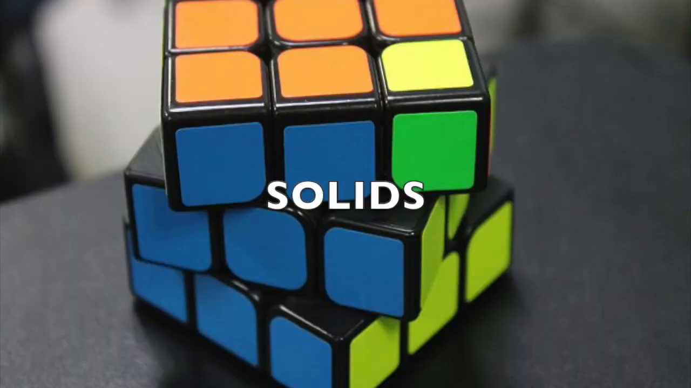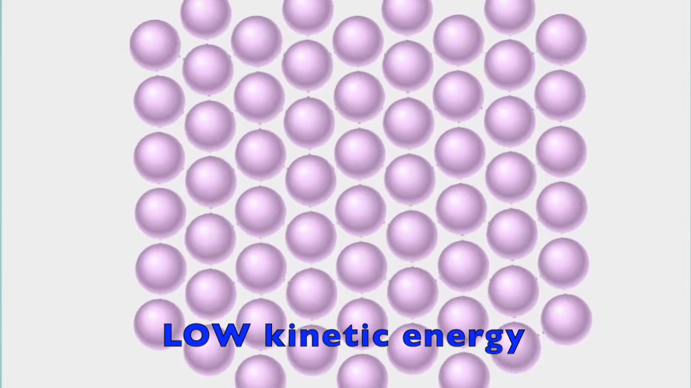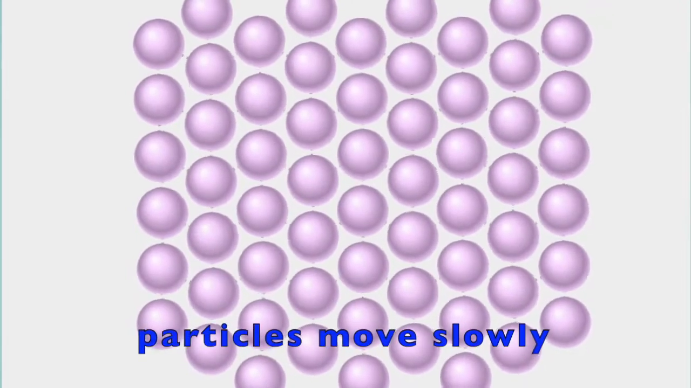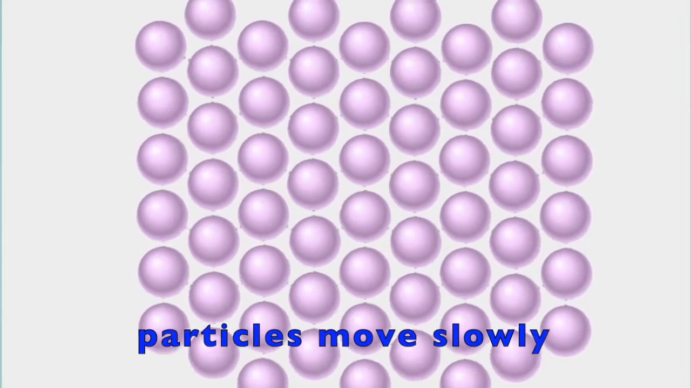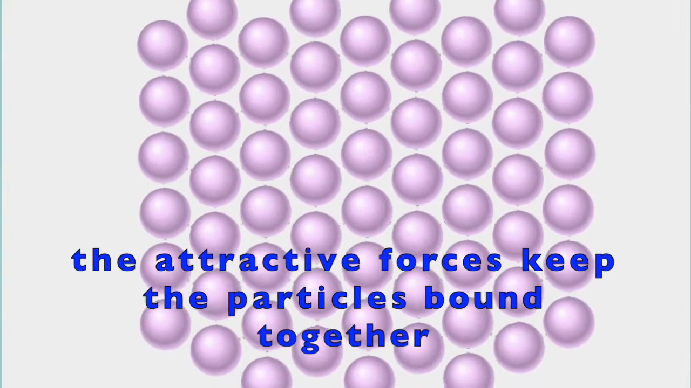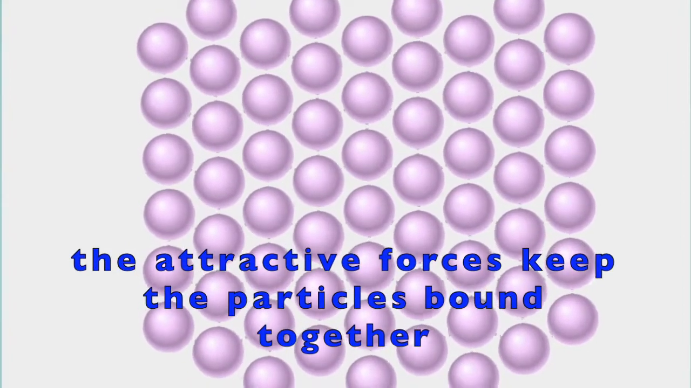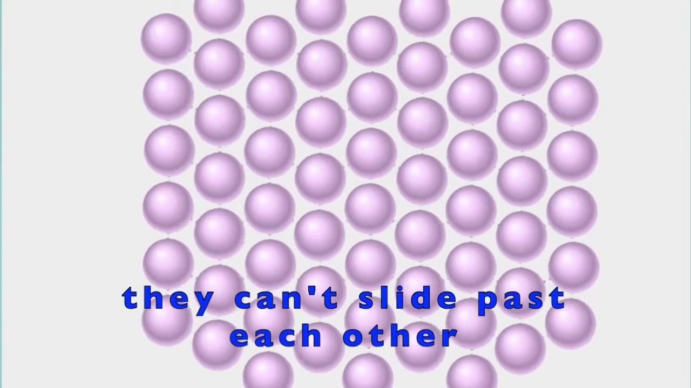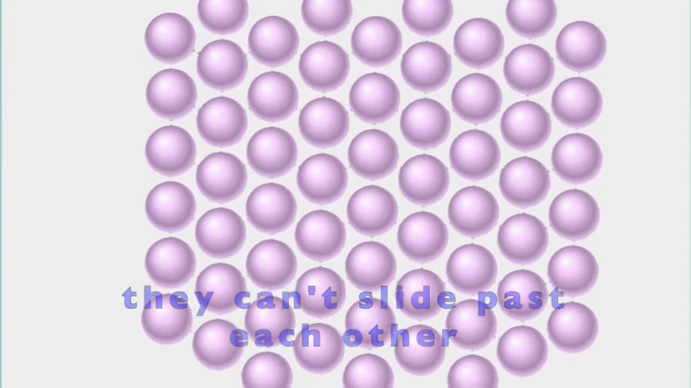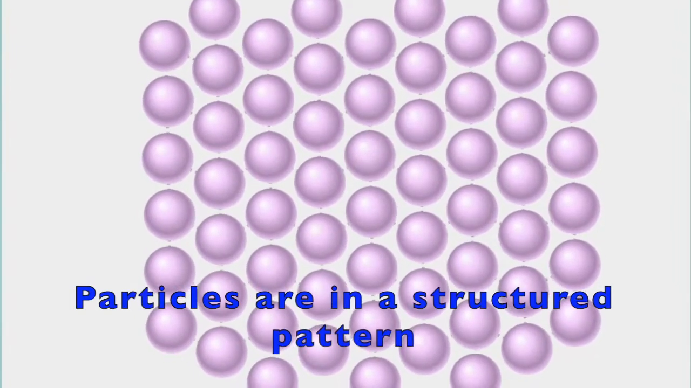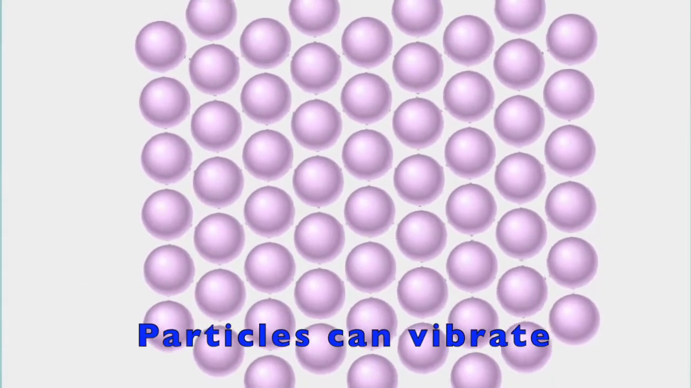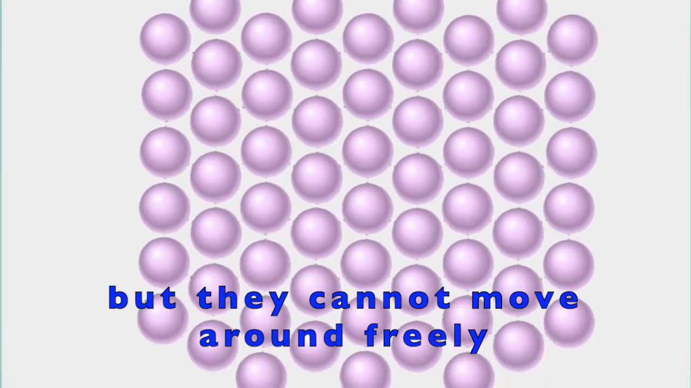The kinetic energy of the particles in a substance and the attractions between the particles are different in each state of matter. In solids, the kinetic energy of the particles is very low, so the particles move more slowly than in other states of matter. In solids, the attractive forces keep the particles bound together tightly enough so that they can't slide past each other. Particles are usually in a structured pattern. The particles can vibrate, but they cannot move around freely.